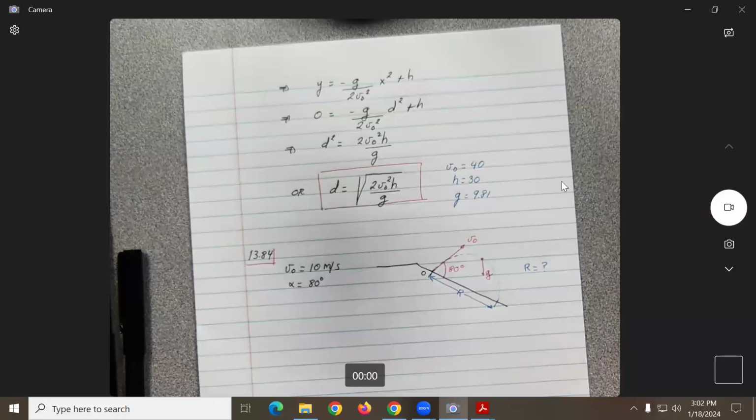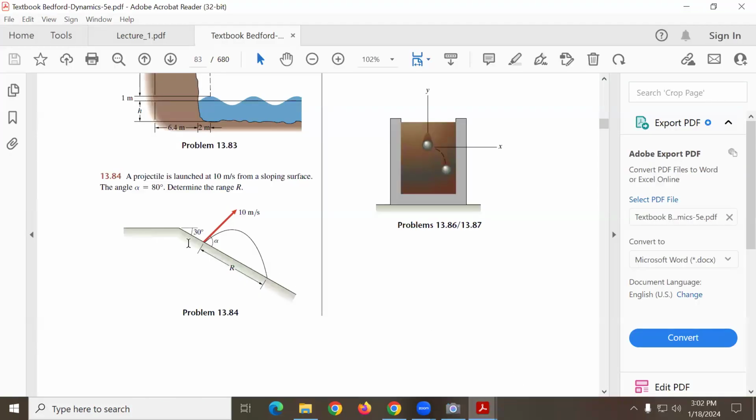I forgot to put something on that figure. I think it was an angle. What was the angle that was 30 degrees on the figure? Yeah, 30 degrees, is this one here again?